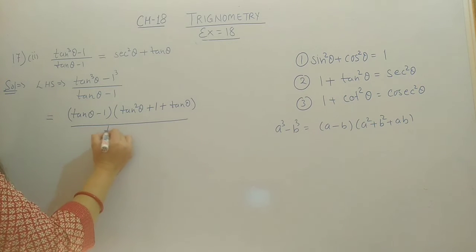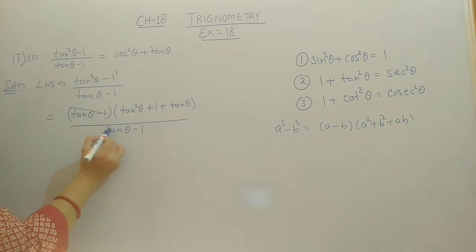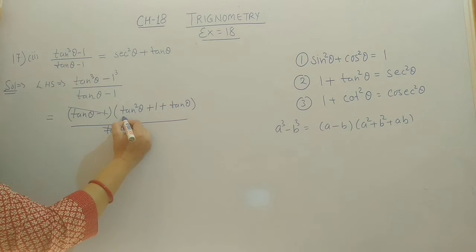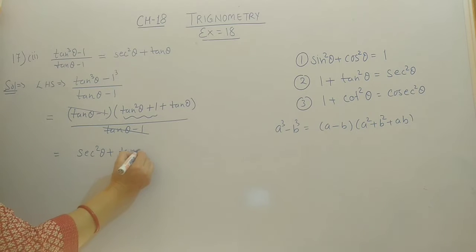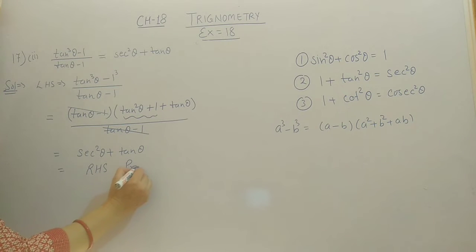divided by tan θ minus 1. Now this tan θ minus 1 will cancel out with tan θ minus 1, and in the other bracket, this tan²θ plus 1, with the help of the second identity, we can write as sec²θ. So sec²θ plus tan θ, and we got the right side. This is equal to our right side, hence it is proved.